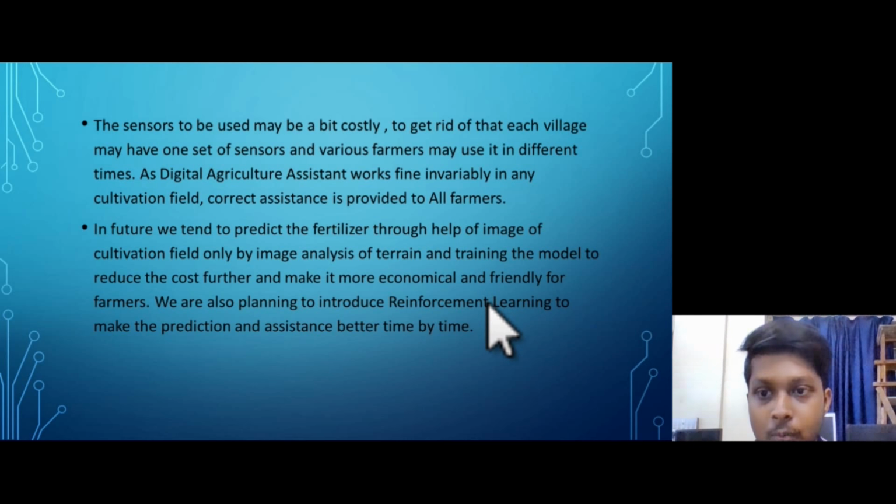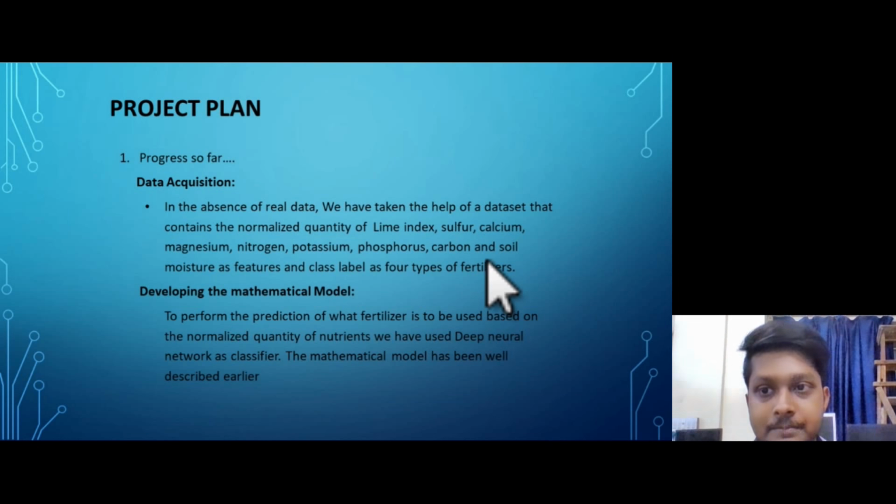In future, we want to predict the fertilizer with the help of an image of the cultivation field, through image analysis of the terrain and training our model accordingly. We are also planning to introduce reinforcement learning to make the prediction and assistance better time by time.